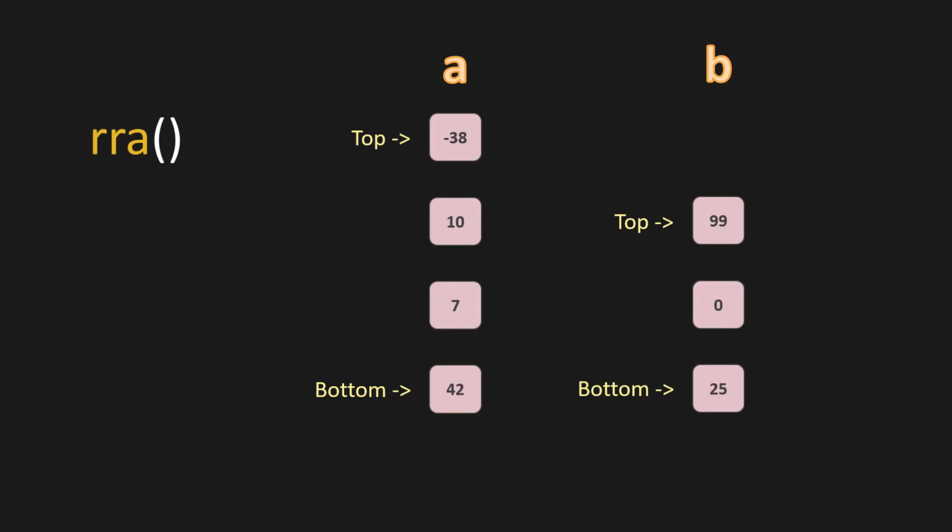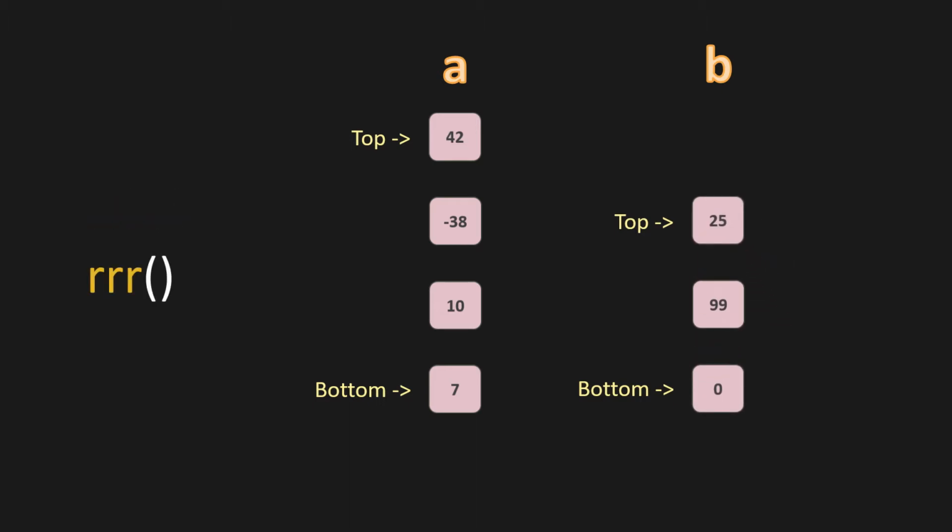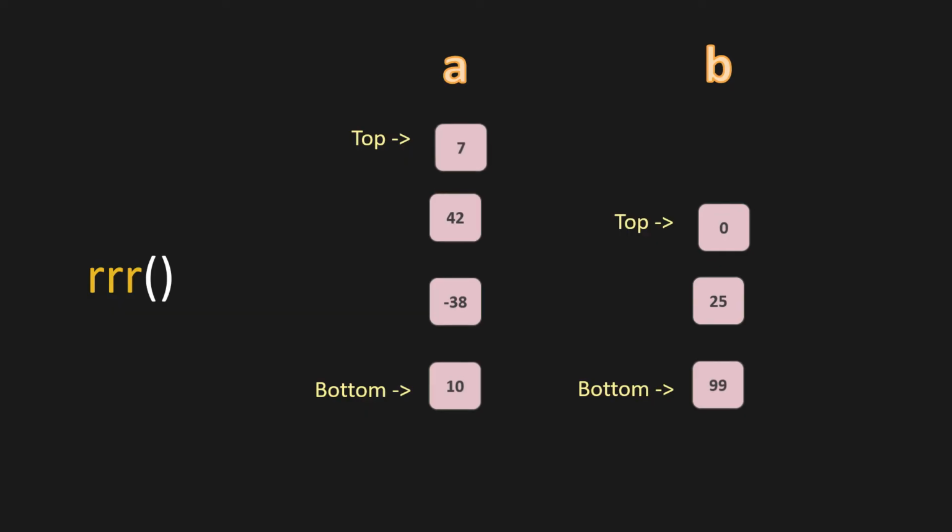Reverse rotate A, so instead of bringing the top node to the bottom, we're bringing the bottom node to the top of the stack and shifting the rest of the nodes downwards. Reverse rotate B, the same thing. And then RRR means, I sounded like a pirate then, it means we are simultaneously reverse rotating stacks A and B at the same time.